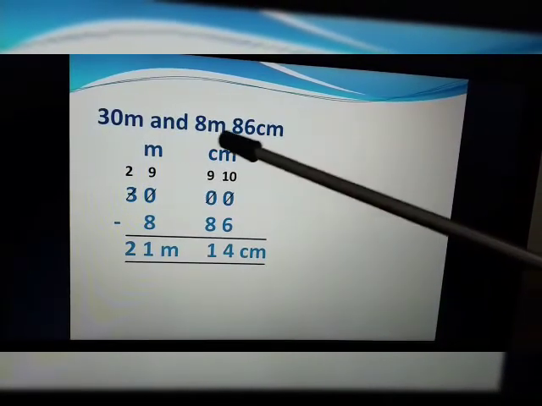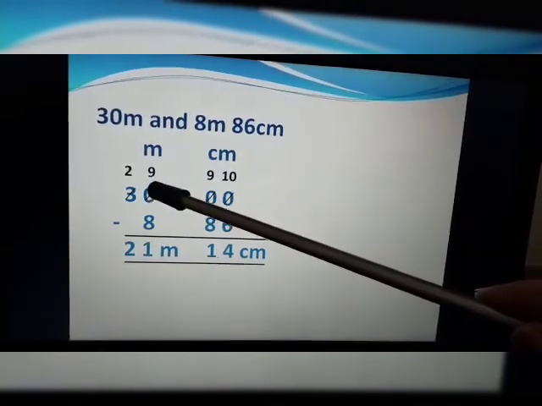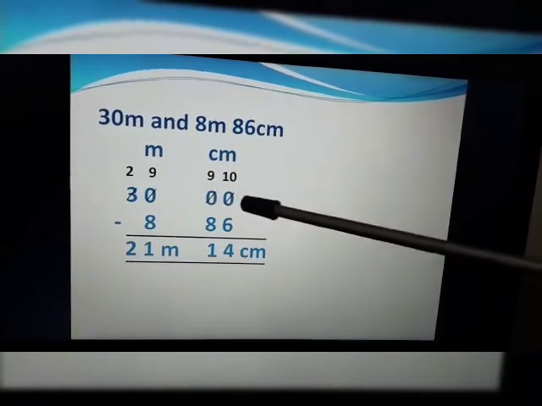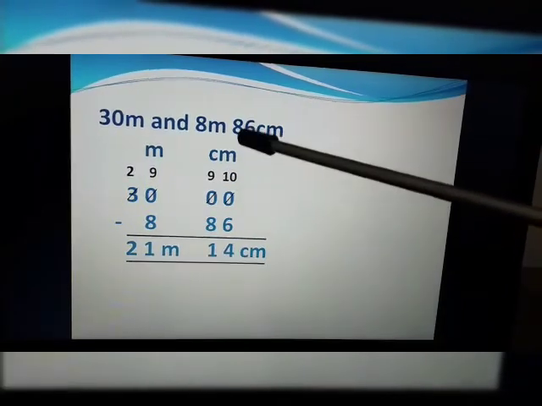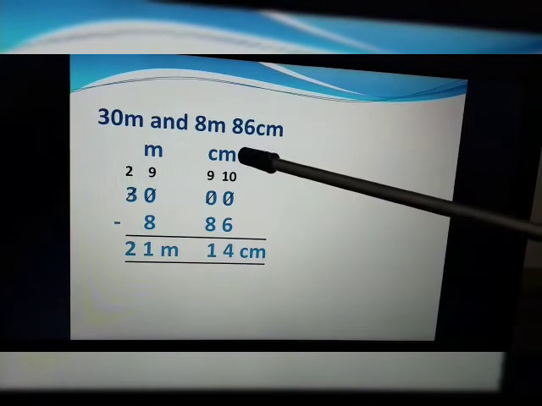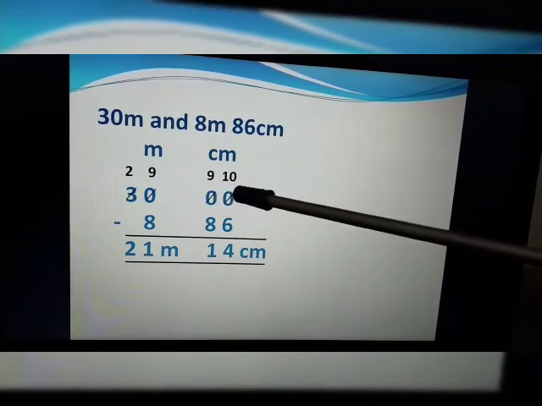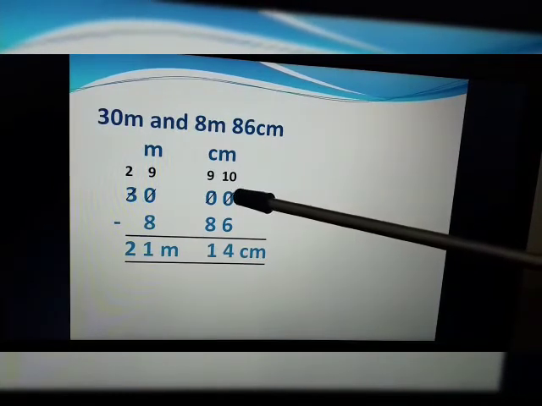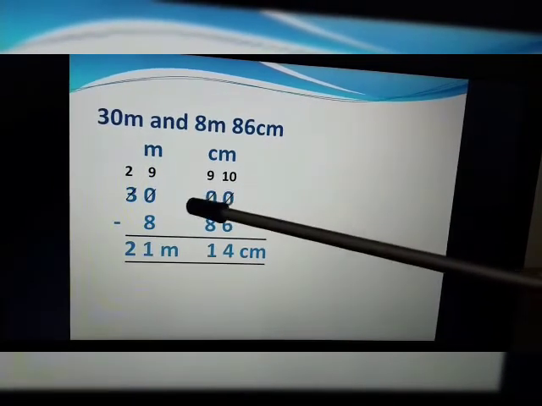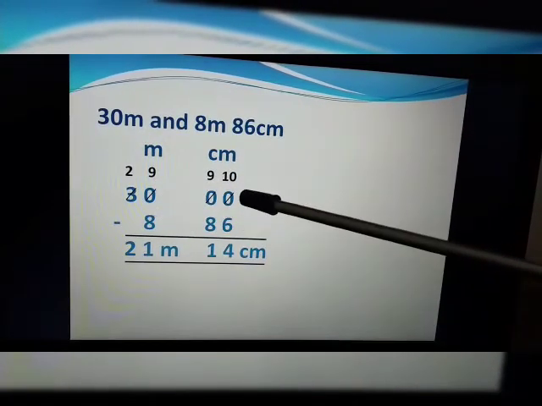Okay, now first of all we will arrange this in column. 30 meter and the unit of centimeter is not given, so we have to put 2 zeros in the centimeter column. Why? Because centimeter is always written in 2 digits. Okay, centimeter हमेशा 2 digits में ही होता है, इसलिए हम यहाँ पे 2 zeros centimeter के column में लिखेंगे. 30 meter and 0 centimeter.